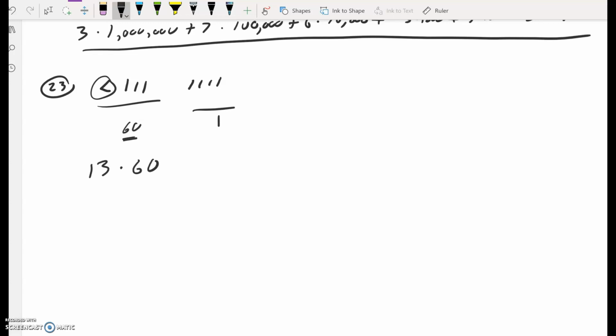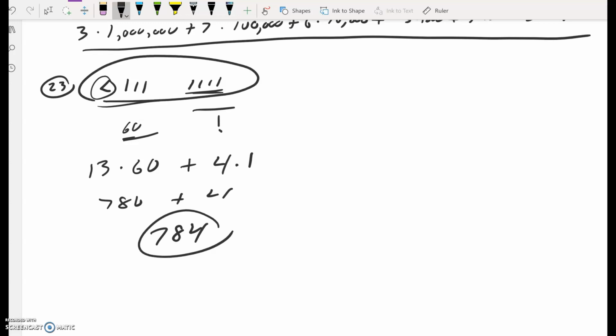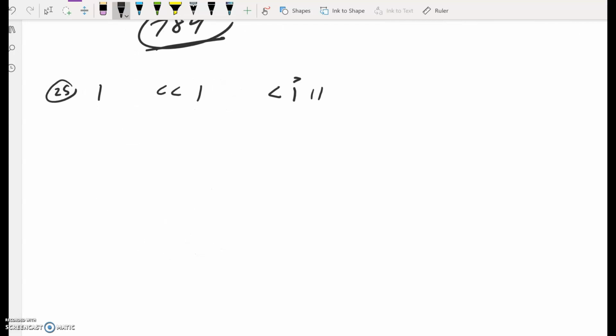But each of those 13s is worth a 60. Plus, this is 4 of these 1s, and so we have to figure out what that is. 13 times 60 is 780 plus 4. So this number really, the Babylonian version is this. Our number is 784.